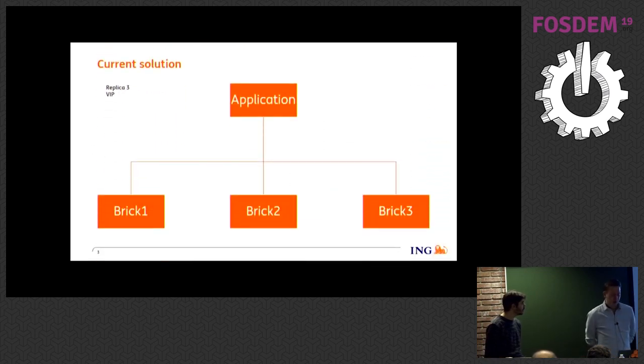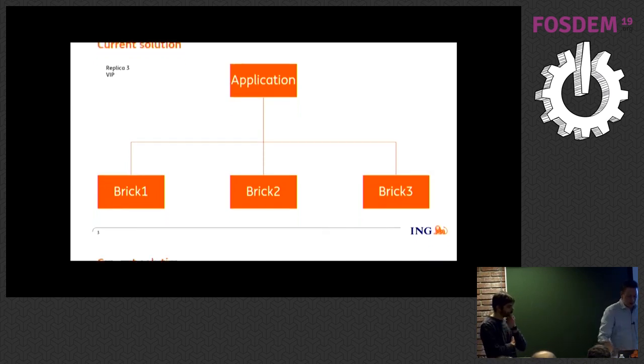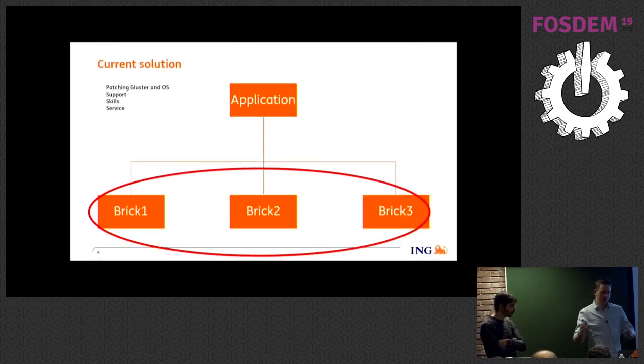So we have a current solution which we offer to our internal clients, which is a pretty basic setup of a RapidCloud 3 node Gluster, where the client connects to a VIP, which moves over if one of the nodes goes down. The downside of this solution is that we deliver these three Gluster nodes to our clients, and they need to do their own support and maintenance. Very often, they're lacking the skills, or they just don't want to do their own support and maintenance.